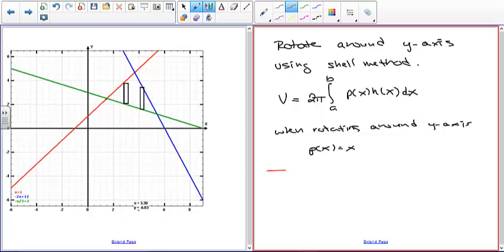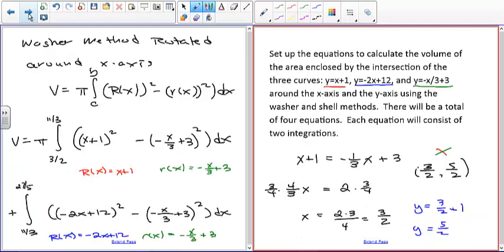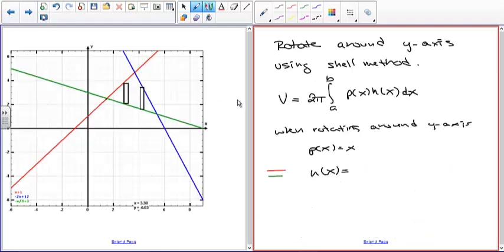So what I'm going to do is use some color here. For the red-green part, meaning for this part, h of x equals the equation for the red line, which was, what was it? It was x plus 1 or something like that. Yeah, x plus 1. Okay. So it's x plus 1 minus the green curve, which was negative 1/3 x plus 3. We could simplify that, but I'm just going to leave it as it is, just to show you. So that's the height of this.